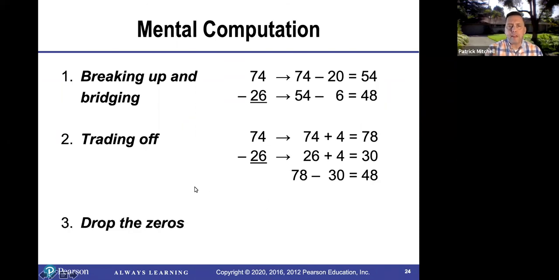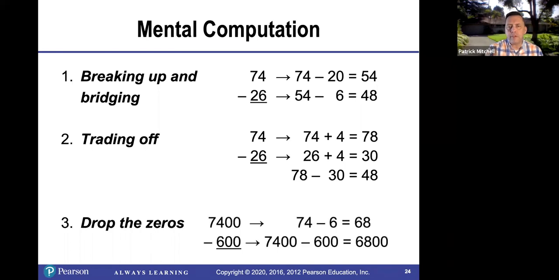And then dropping the zeros, this is when you're subtracting numbers that end with zeros. We do this without even thinking about it. So for example, 7,400 minus 600, just think about 74 minus 6 is 68. That must mean that 7,400 minus 600 is 6,800.